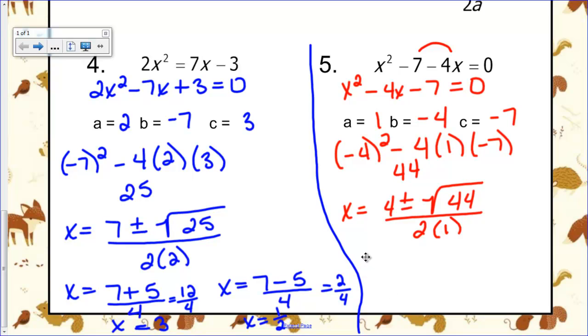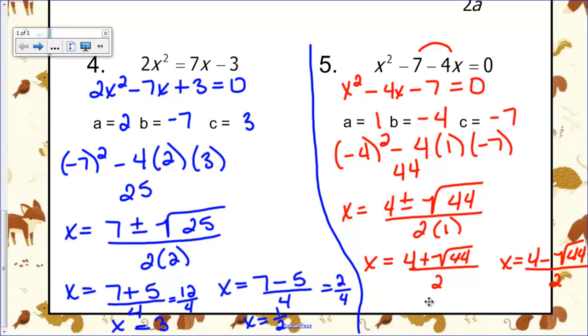So we're going to have to separate. So I'm going to have to do x equals 4 plus the square root of 44 over 2. And I'm going to have to do x equals 4 minus the square root of 44 over 2. And I'm going to leave my problem like this. And here is why I'm going to leave my problem like this. This is a perfectly acceptable way to leave your answer.